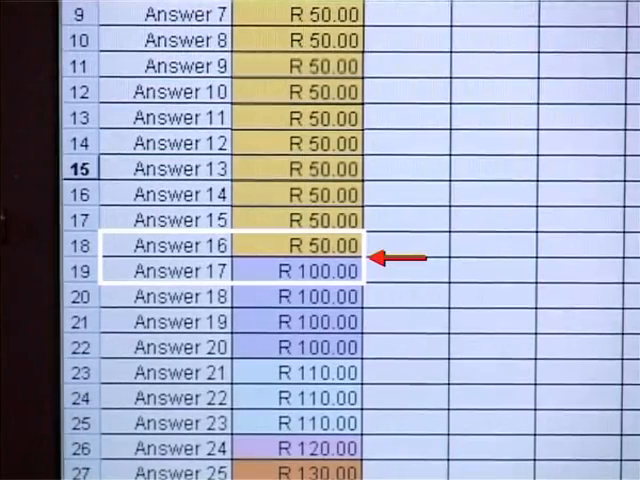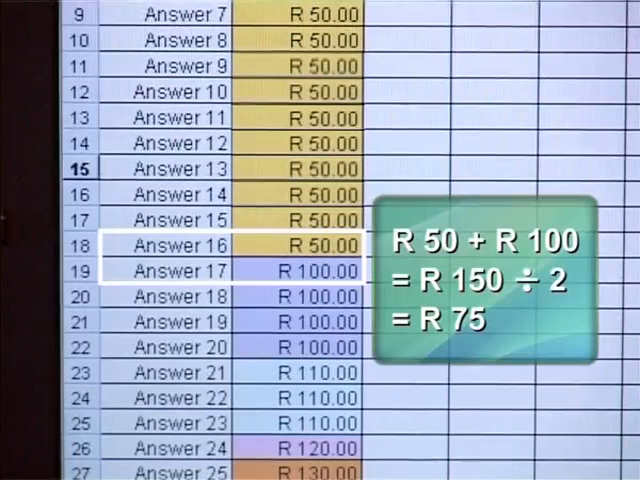If, in a completely different sample of 32 entries, the 16th entry had a value of 50 Rand and the 17th entry had a value of 100 Rand, we would find the median by adding them together and dividing by 2. This gives us 75 Rand, which is halfway between 50 Rand and 100 Rand. In this case, 75 Rand is the median, even though it is not one of the values collected in the data. Okay, I get it.